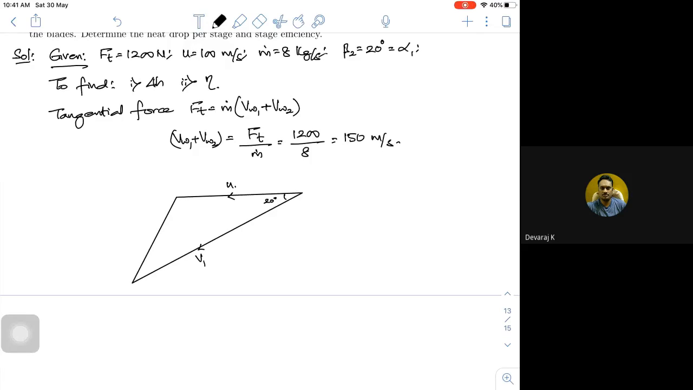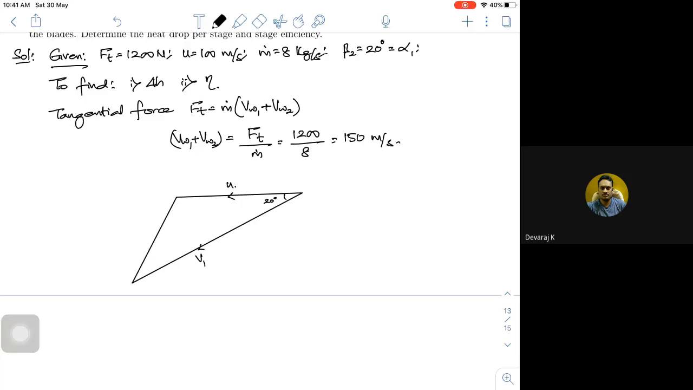So this is my V1. I need to get the V1. How to get the V1? V1 can be easily found. How? Because the whole thing, see, the VW1 plus VW2, I need to draw some kind of a graphic.